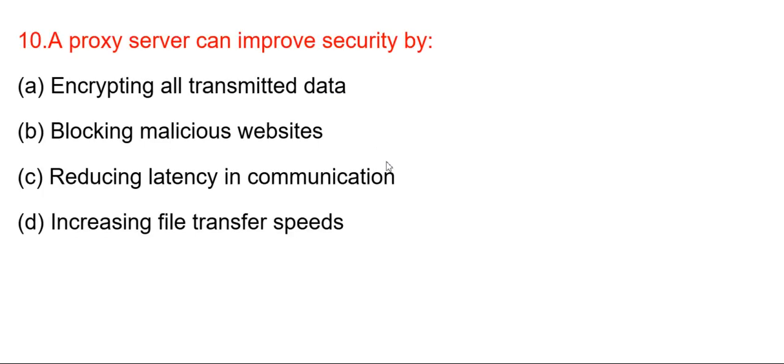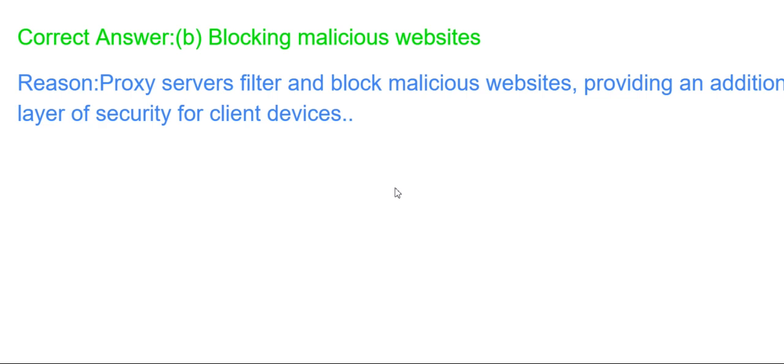And the last question is, a proxy server can improve security by encrypting all the transmitted data, blocking the malicious websites, reducing the latency in the communication, or increasing the file transfer speed. Pause the video and try the answer. And the correct answer is B, blocking the malicious websites. Reason: the proxy server filters and blocks malicious websites, providing an additional layer of security for the client devices.